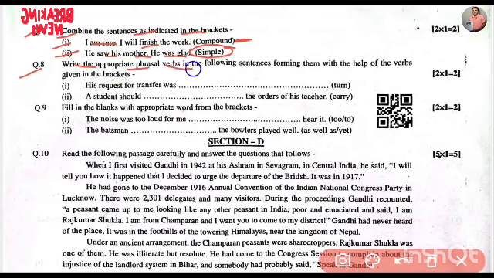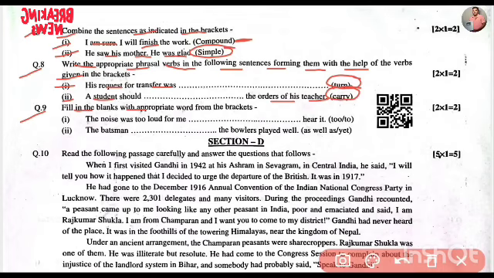Question number 8 is, write the appropriate phrasal verb in the following sentence, forming them with the help of the verb given in brackets. The first one is, his request for transfer was. You have to use "turn" in this. The second one is, a student should obey the orders of his teacher. You have to use "carry" in this.